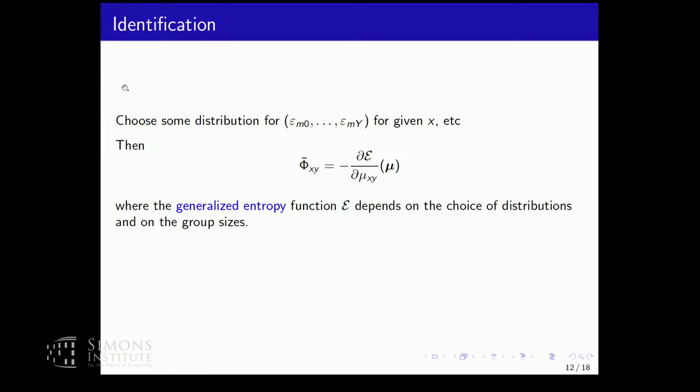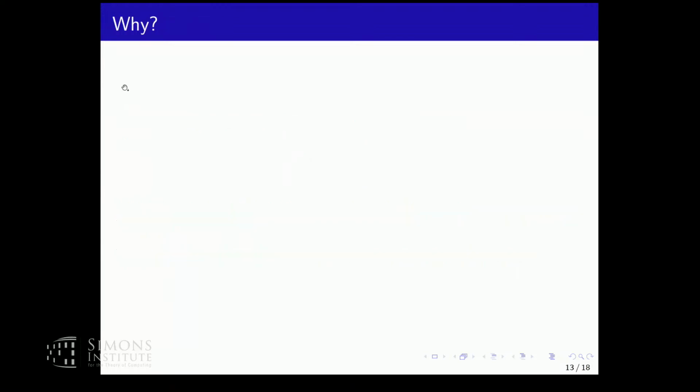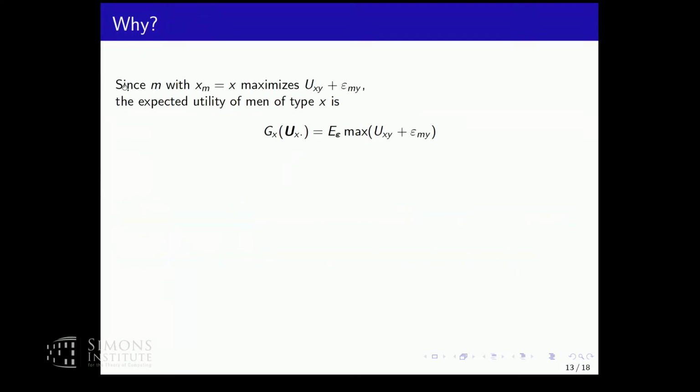To define things, the generalized entropy function is essentially something that has to do with the value of matching on unobservables. And we called it the generalized entropy because in the Choo and Siow model, it's really the entropy. It's the standard entropy function. In general, it's a bit more complicated. So where does it come from?